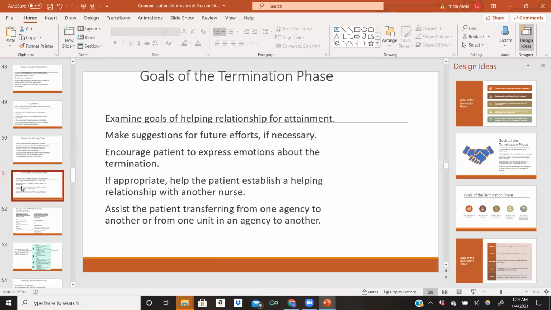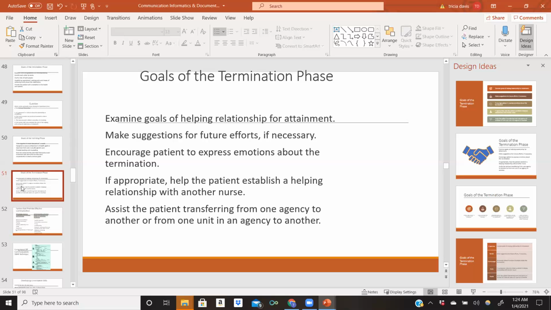So there is regret about ending a satisfying relationship, even though there's a sense of accomplishment there. If the goals have not been achieved, the patient might experience anxiety and fear about the future. What's going to happen? I haven't met this goal. I'm going to be discharged today. What's that going to look like when I get home? Whatever the feelings are, you should always encourage your patients to express their emotions about the termination.